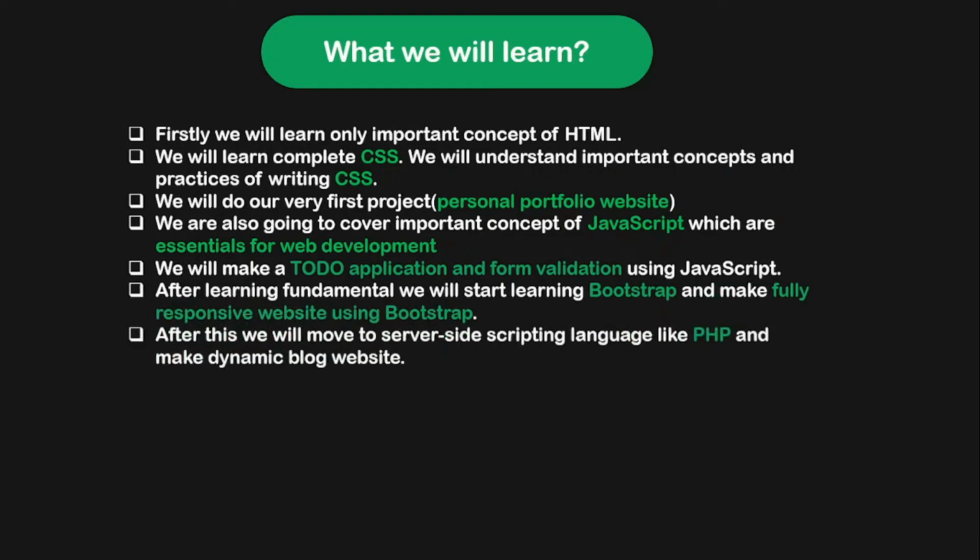After this, we will move to a server-side scripting language like PHP and make a dynamic blog website. This is our another project, a blog website using PHP. We will make it dynamic, so you can post blogs, you can post comments and everything. We will use Ajax for the comment posting system. There will be a comment posting system in our blog website, but we will use Ajax for it so that you can post a comment and the page will not refresh.